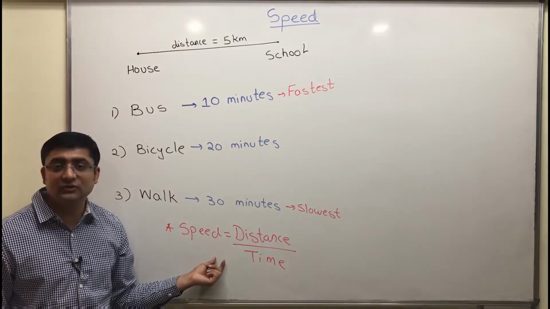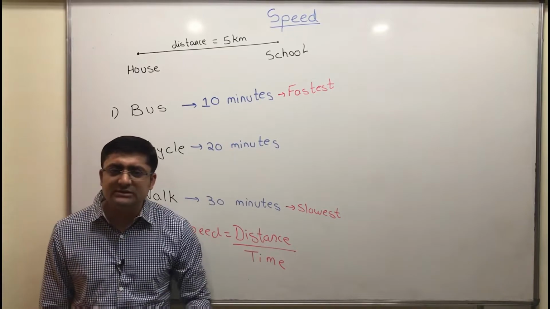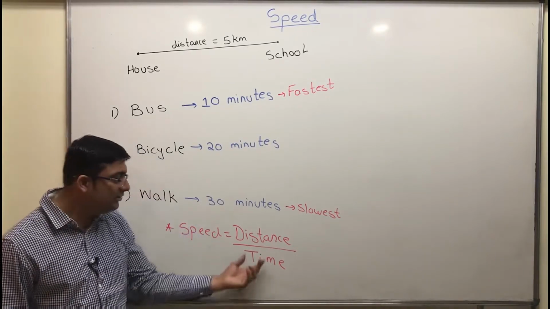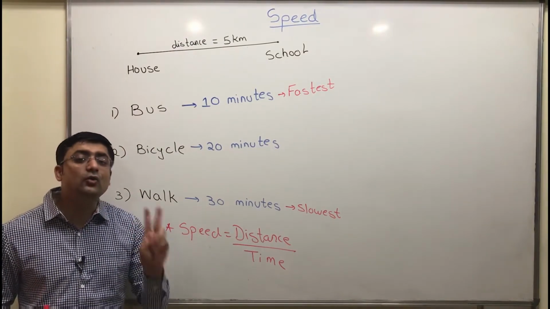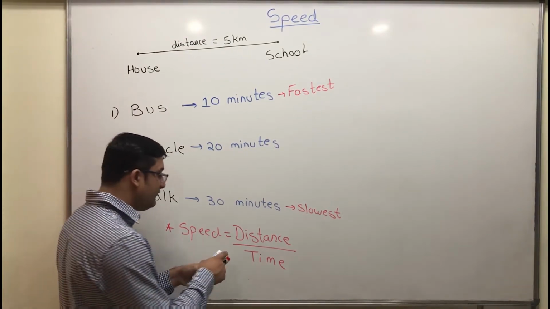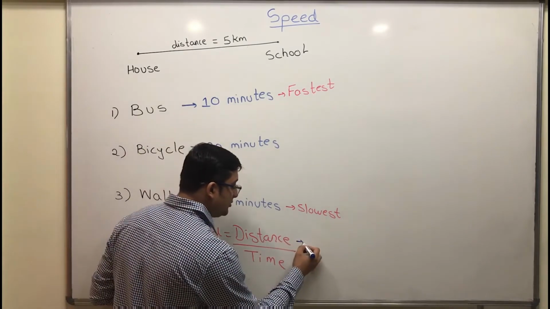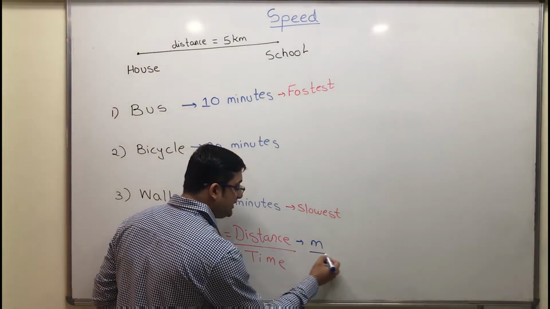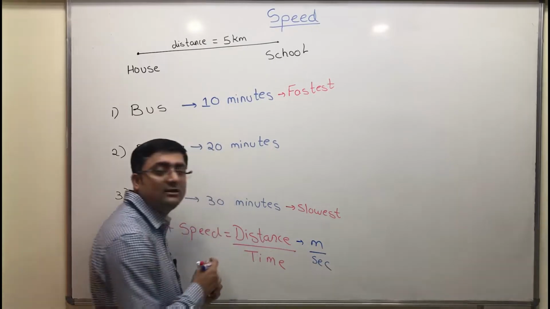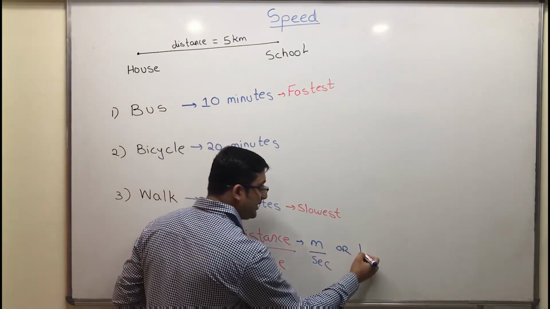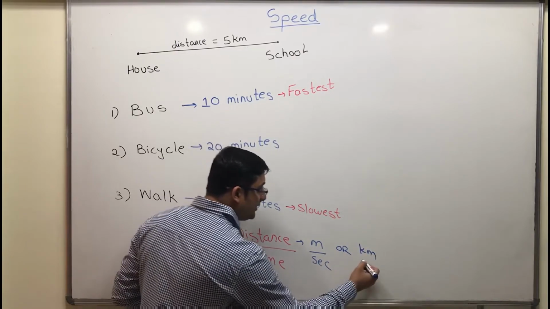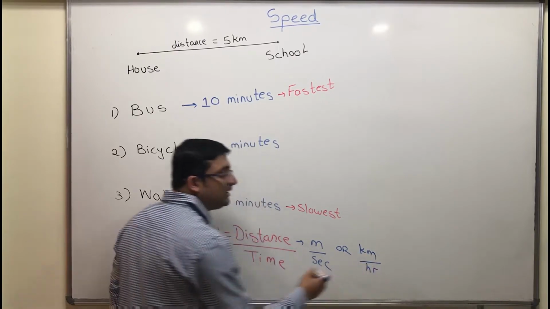Now, what are the various units? See, for distance, we have various units, centimeter, meter, kilometer. For time, we have various units, seconds, minutes, hours. So generally, 2 units of speed are used. The first one is meter per second. So if you take distance in meter and time in seconds, we get the speed in meter per second. Or you may choose the distance in kilometer and the time in hour. So we get kilometer per hour.